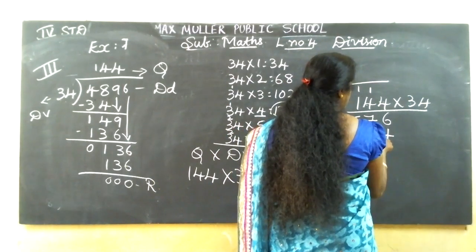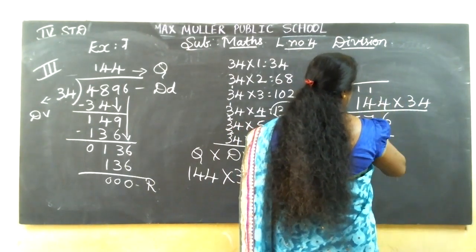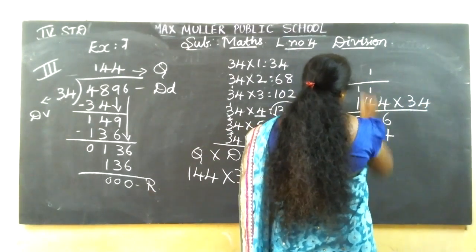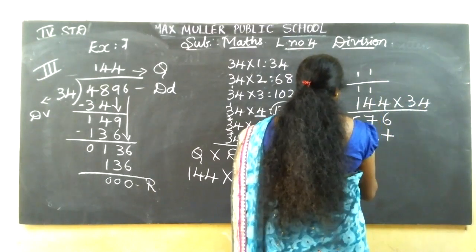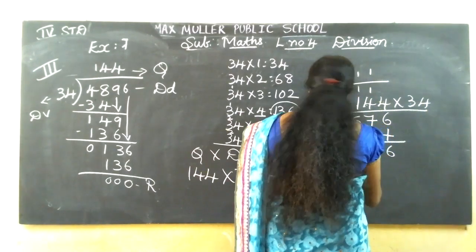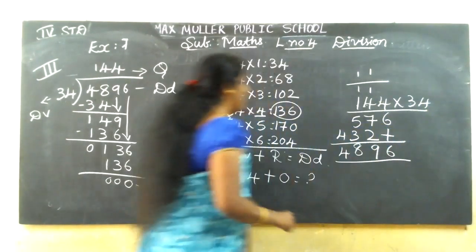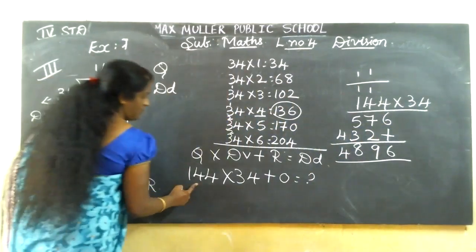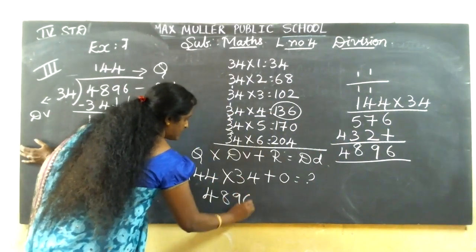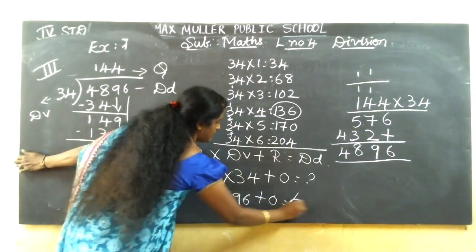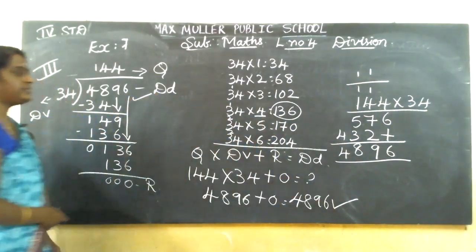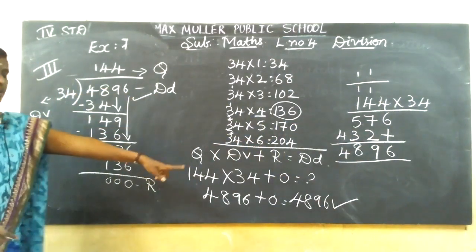First step finish, second step. 3 fours are 12. 12, 1 carry. 3 fours are 12, 13. 1 carry. 3 ones are 3, 4. 6, 7, 8, 9. 5, 6, 7, 8. 4. So here you got the answer when you do multiplication 144 into 34. 4896 plus 0. So your answer is 4896. So your division is correct. Yes, no, children? 4896. I got my answer.